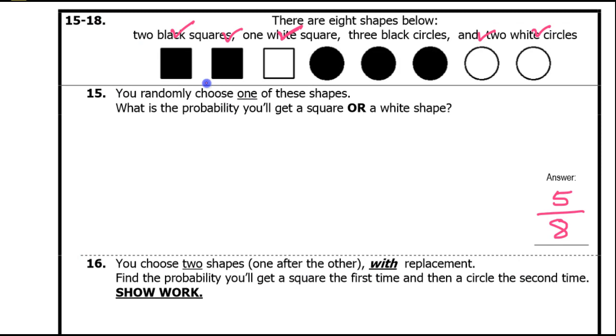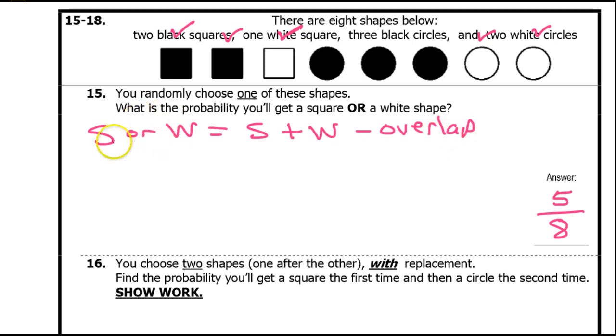So how about if I think of it that way? I want the probability of square or white. So I could say square or white is equal to square plus white minus the overlap.